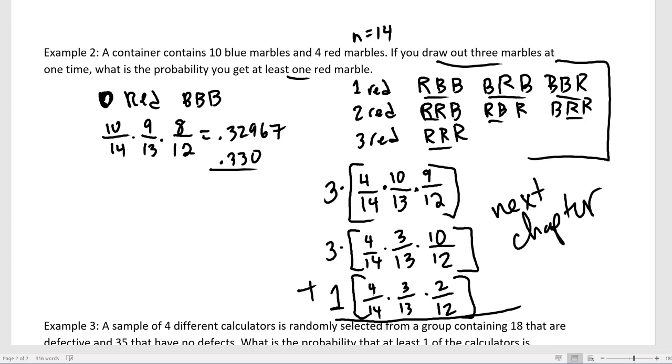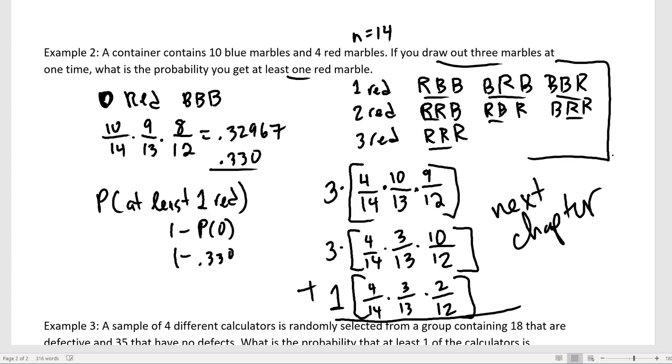This is not our answer though, because they wanted at least one red, and this was basically the opposite of that. That was no red. So what can I do? If I want the probability of at least one red, my notes say that this is the complement of that. I can do 1 minus the probability of 0 reds. So 1 minus 0.330 would be 0.67. If you'd like to, multiply all these out times 3, all these out times 3, all these out times 1, and add those three numbers, you will get 0.67.